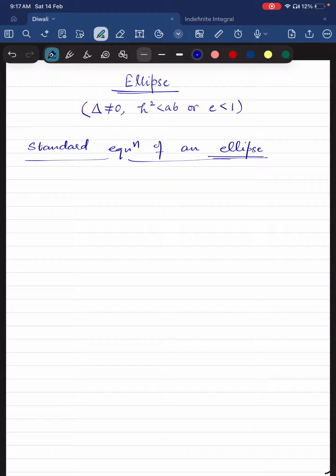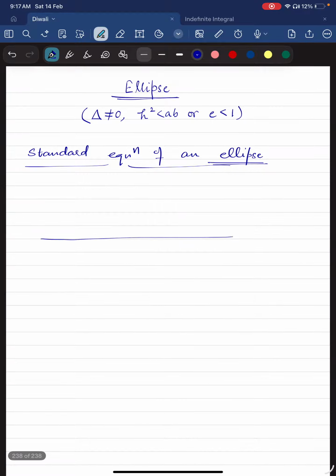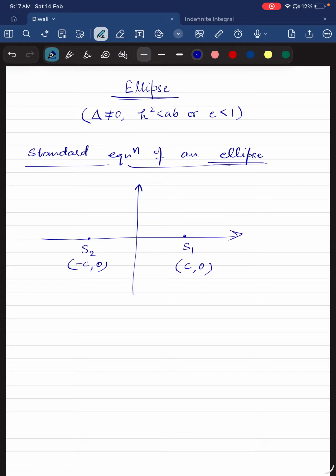As we are proving the standard equation of ellipse, I am considering these two fixed points as S1 and S2 and their coordinates as c comma 0 and minus c comma 0. I have placed them on the x-axis in such a way that their midpoint is the origin, or you can say I have placed them equidistant from the origin on the x-axis. Why have I done this? The reason is simple: I'm going to prove the standard equation of ellipse. So these are my basic standard conditions for proving the standard equation of ellipse.